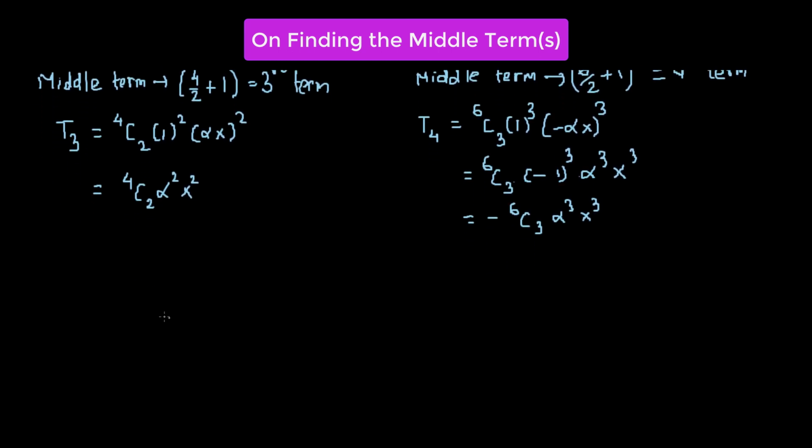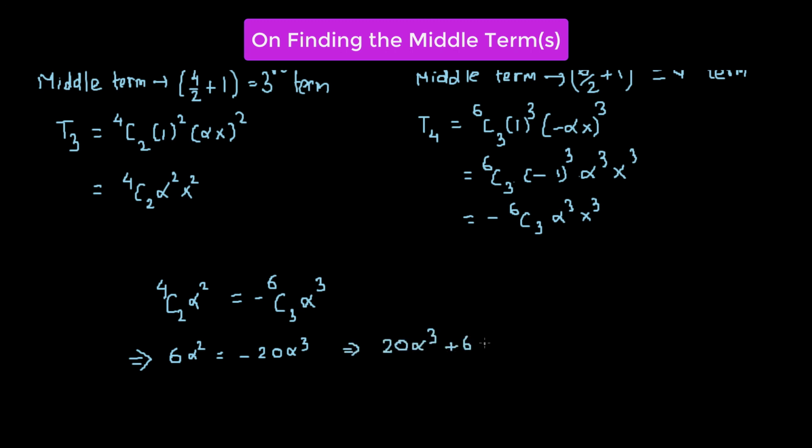That would mean the coefficient of the first expression, 4c2 alpha squared, must be equal to the coefficient of the middle term of the second expression, which is negative 6c3 alpha cubed. So let's try to find the value of alpha. So 4c2 gives us 6, so 6 alpha squared equals negative 20 alpha cubed, which gives 20 alpha cubed plus 6 alpha squared equals 0.